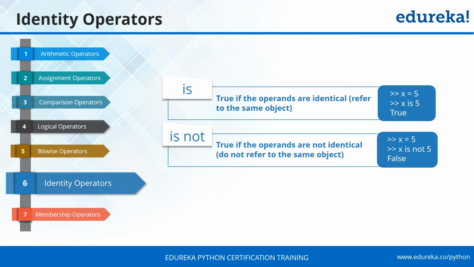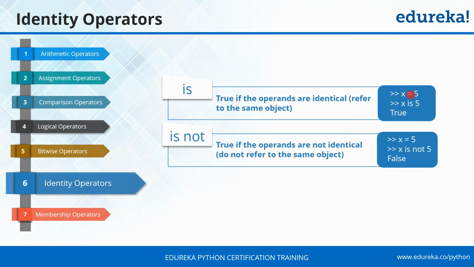Now the identity operator is something that is really helpful when you're writing long codes and you're not sure of the current value of that variable. So instead of always printing and checking out the value, what you can do is use an identity operator. Now let's look at the example mentioned here.